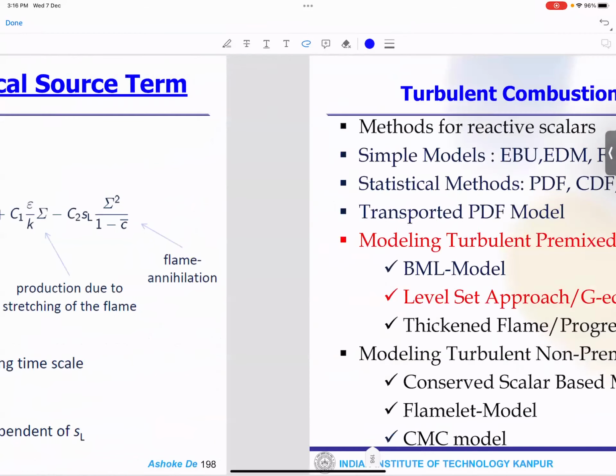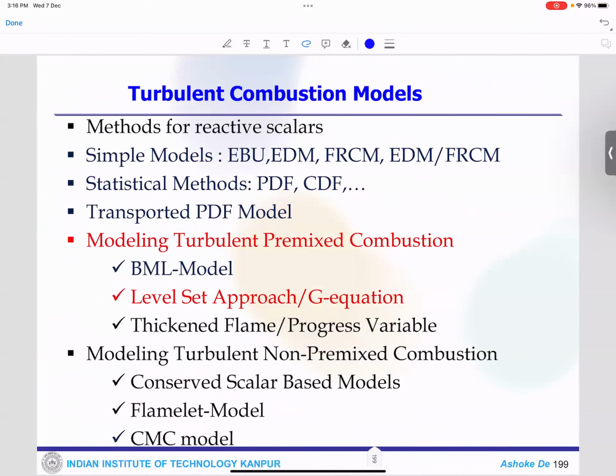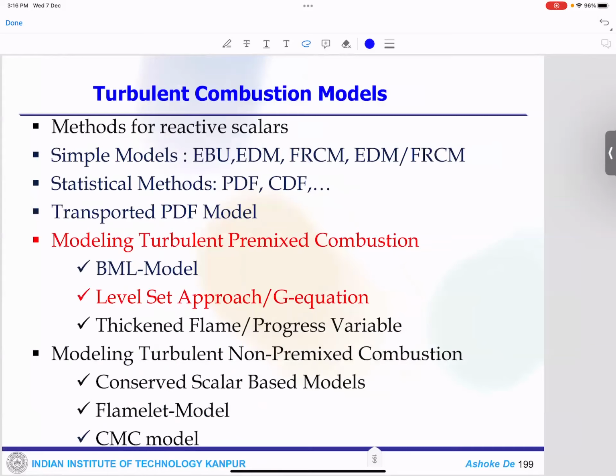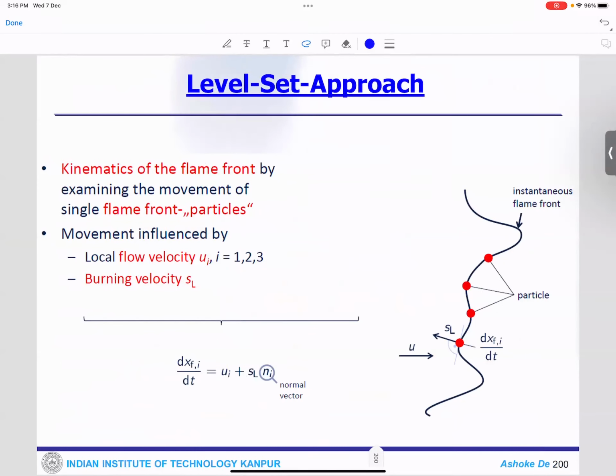The other approach is called the level set approach, or G equation, which we are talking about. What the G equation does is try to capture the flame front using the information of your local burning velocity. Sometimes the flame front is like this, sometimes like that; at different time instants the flame changes shape. So the idea is that you are going to track that flame front.